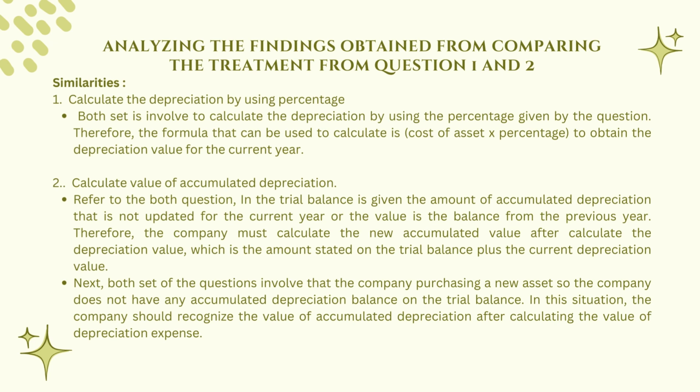The second similarity is calculating the value of accumulated depreciation. Refer to the question. In the trial balance, the amount of accumulated depreciation given is not updated for the current year, or the value is the balance from the previous year. Therefore, the company must calculate the new accumulated value after calculating the depreciation value, which is the amount stated on the trial balance plus the current depreciation value.